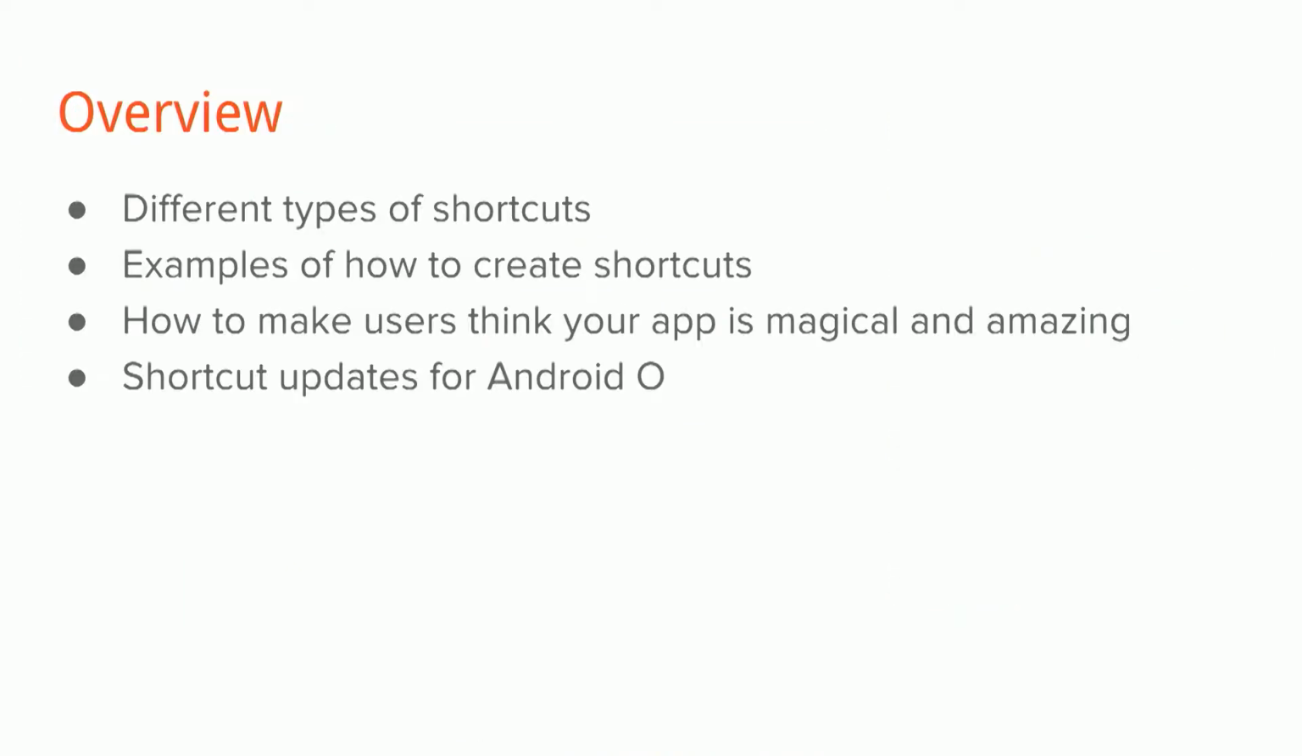So a little overview of what we're going to talk about today. We're going to talk about different kinds of shortcuts you can create. There's dynamic ones and there's static ones. We're going to take a look at how to create these shortcuts with some code samples so you can see how incredibly easy it is to create them. And then we're going to talk about how you can make it really cool with dynamic shortcuts. And then we're going to talk about some updates that were announced at Google I/O about shortcuts.